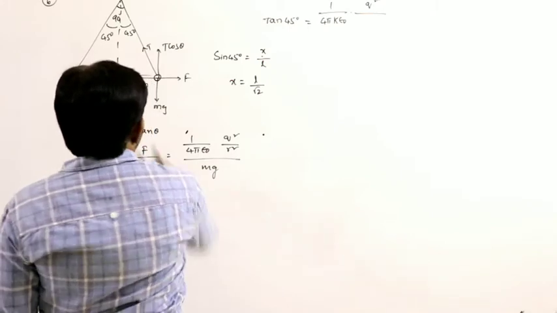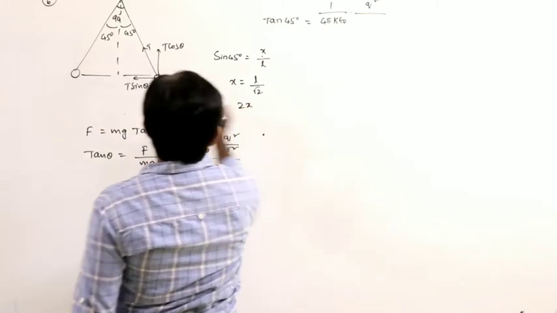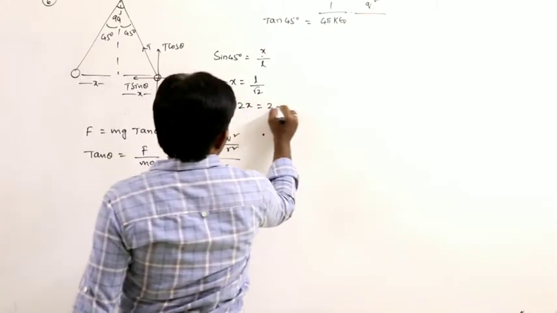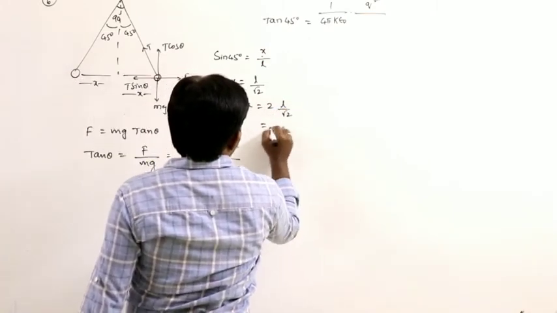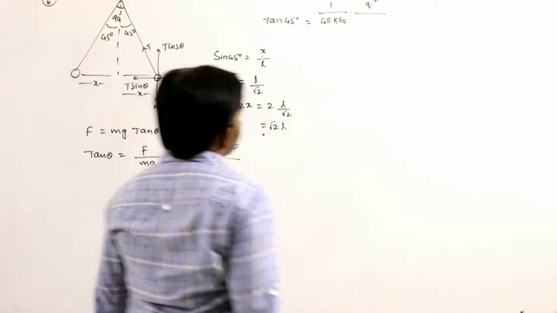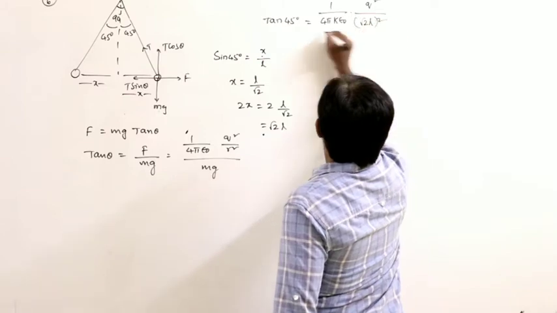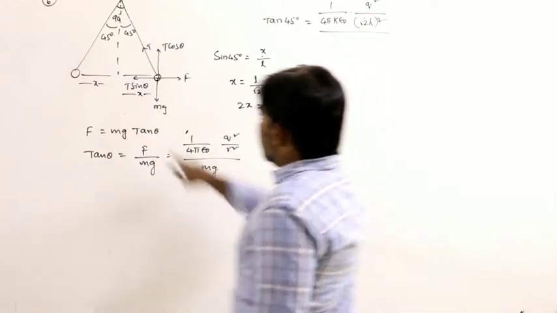x is equal to L by root 2. So that is 2x; this is x and this is also x. 2x is equal to 2 into L by root 2, that is root 2 L. So that is (root 2 L) whole squared divided by mg.